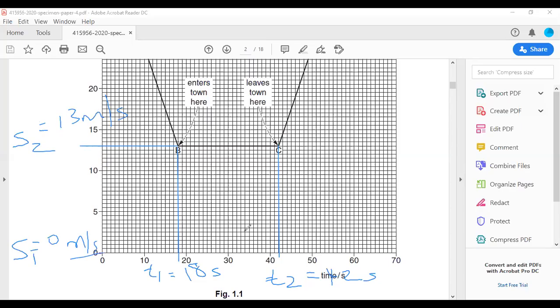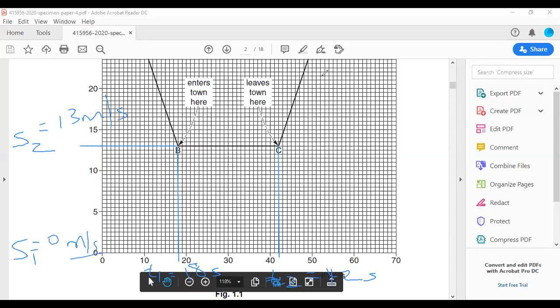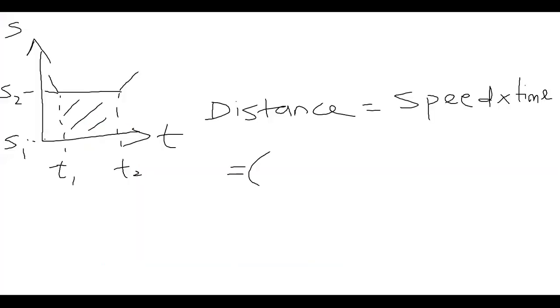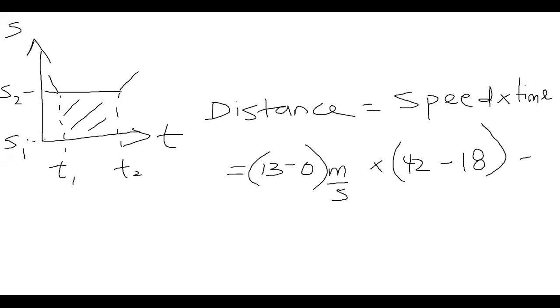Good? So we're going to use those two values now on the graph, the whiteboard here, to calculate. Your speed was what? 13 minus 0, that's meters per second, multiplied by your time. Your time difference was 42 minus 18, in seconds. So 13 minus 0 is 13 meters per second, multiplied by 42 minus 18 is how much? How much did we calculate 42 minus 18 was?